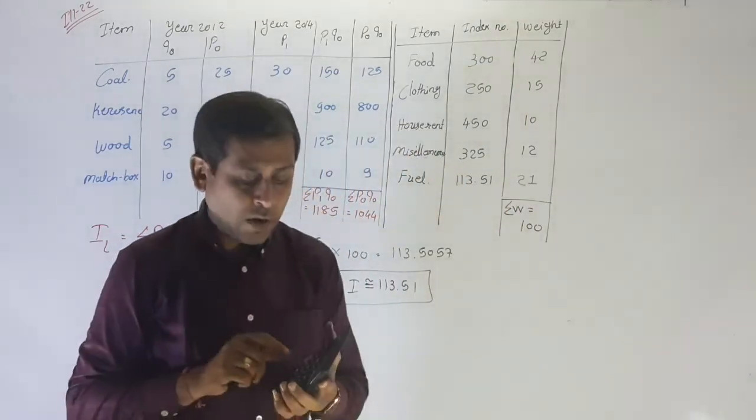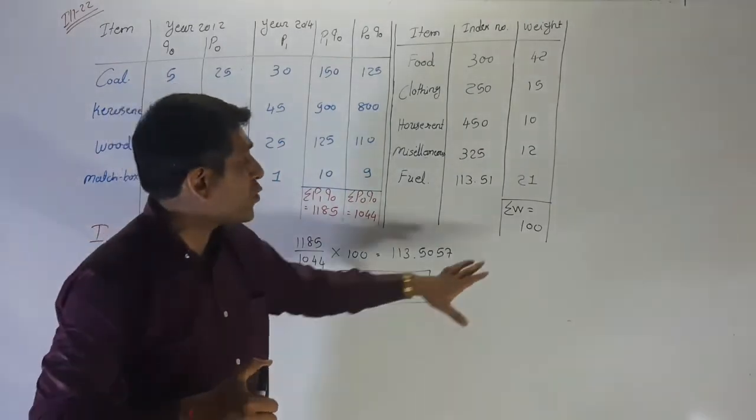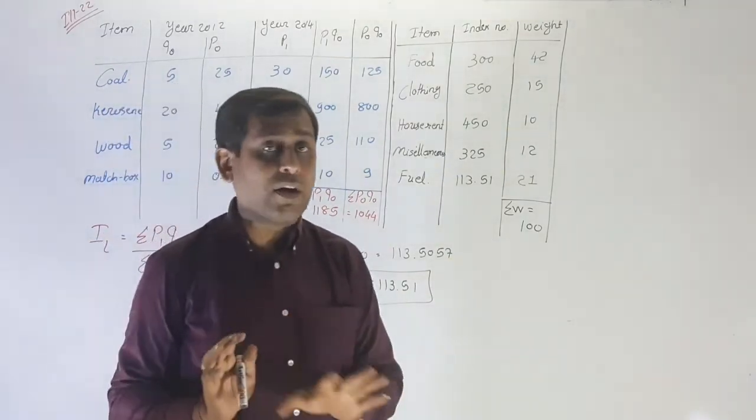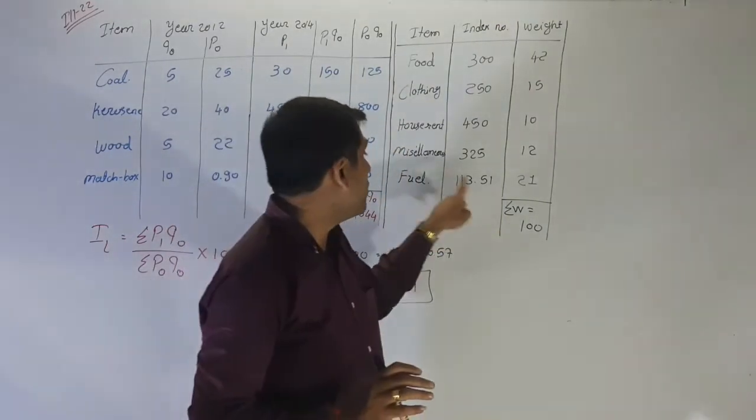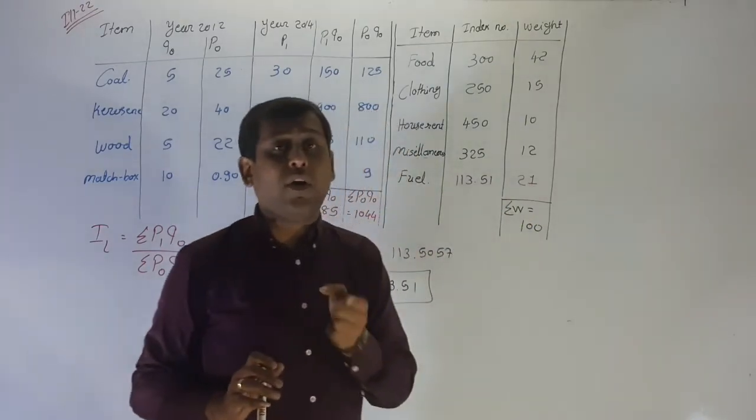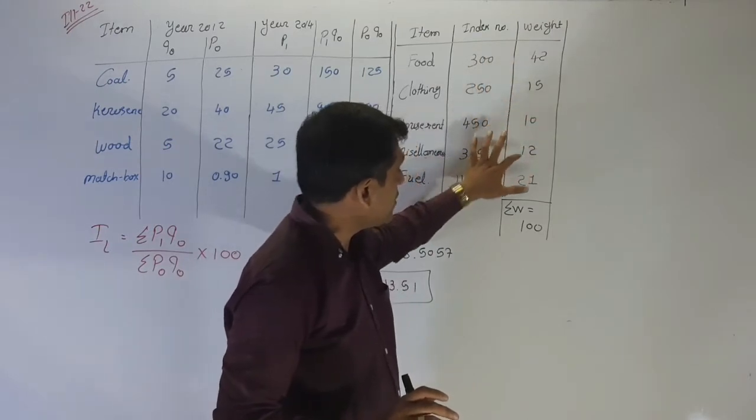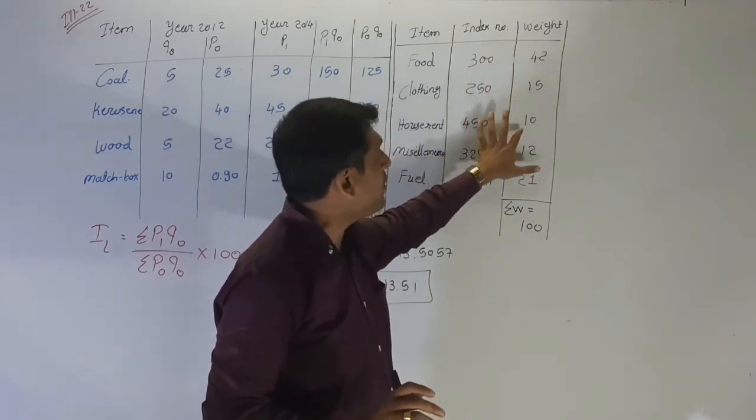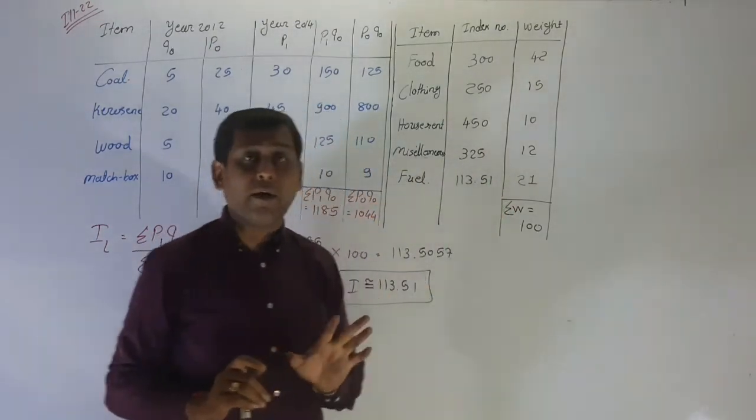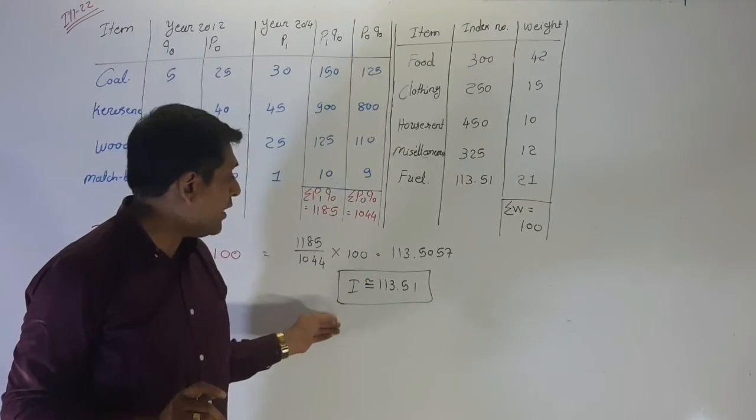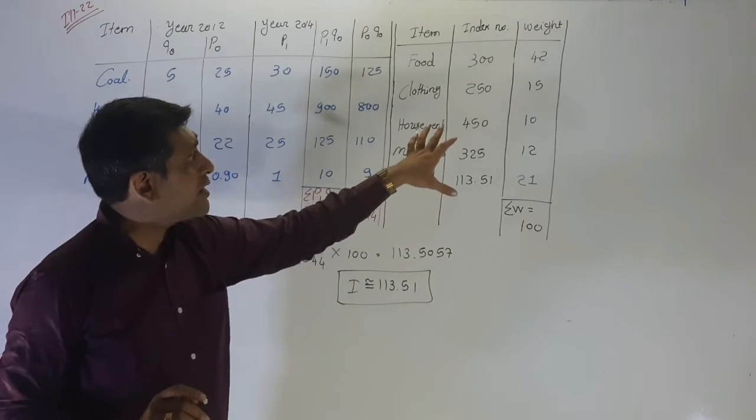Again I told you, percentage is given in the weight column, that's why the total percentage is always 100. So sigma W, the total of W, is 100. If the fuel weight is not given, then we subtract from 100: 100 minus 42 minus 15 minus 10 minus 12. Then we can find the weight of the fuel item. So now our table is complete.